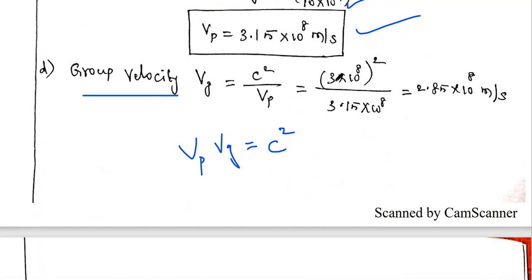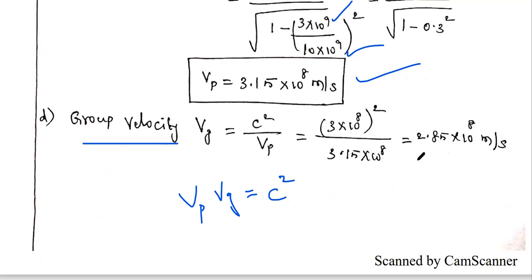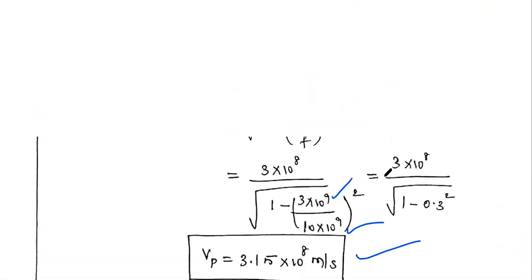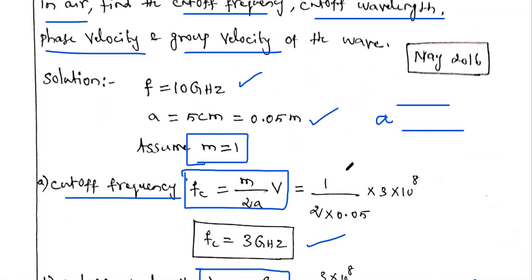Okay, so C is 3 into 10 to the power 8, the whole square, divided by the Vp we just calculated, 3.15 into 10 to the power 8. So the answer is 2.85 into 10 to the power 8. And this is a velocity, so the unit for velocity is meter per second. Okay, so the group velocity is calculated. So the 4 quantities are calculated.